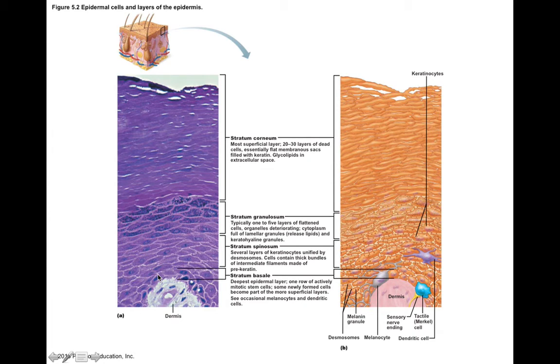So what this slide shows is essentially a pictorial view of these cell layers. Remember, we have 5 major layers in thick skin and 4 major layers in thin skin. This is showing an example of thin skin because we're missing stratum lucidum.